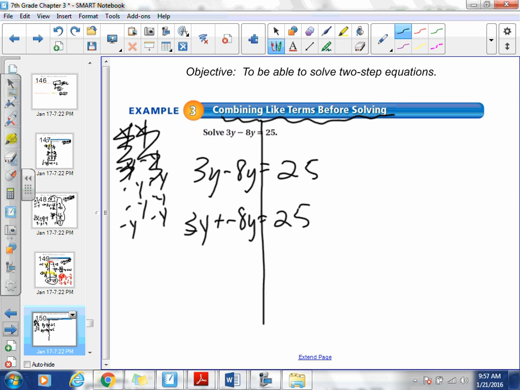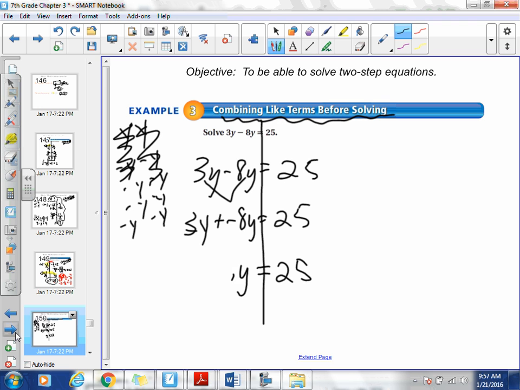That's 1, 2, 3, 4, 5, 6, 7, 8. Okay. A positive y and a negative y cancel out. Positive y and negative y cancel out. So we're left with 6 negative y's. So all we've done is combine these two things. All right, instead of saying I have 3 yams minus 8 yams, I'm saying I have negative 6 yams, or whatever y is.